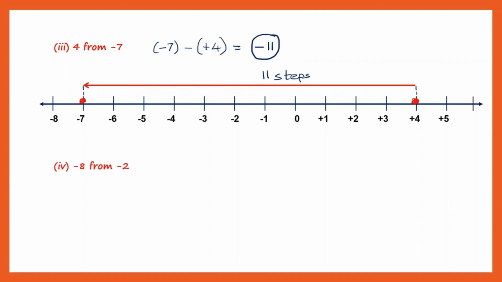Second one, minus 8 from minus 2. So let's rewrite the question. What comes after from should be written first. So minus 2 minus 8. So the two integers are minus 2 and minus 8.